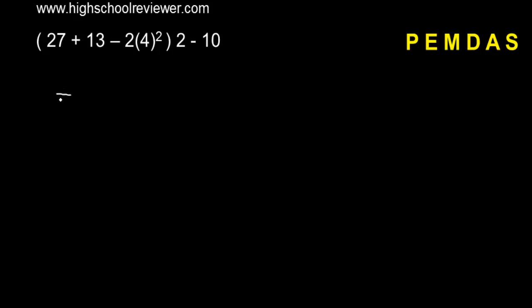For our given problem, we are going to perform first all the terms that are inside the parentheses, but the first operation that we need to perform will be the exponent. So since 4 is raised to the exponent of 2, we are going to perform this first. We will have here 27 plus 13 minus 2 multiplied by 4 raised to the power of 2, that is positive 16. So we will have here positive 16 and multiply this by 2 minus 10.